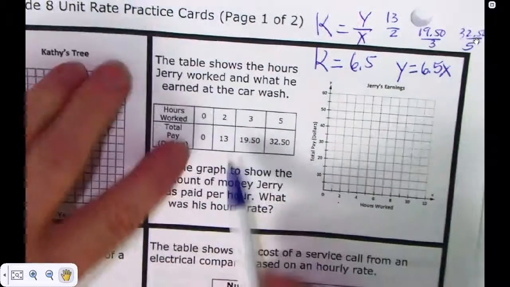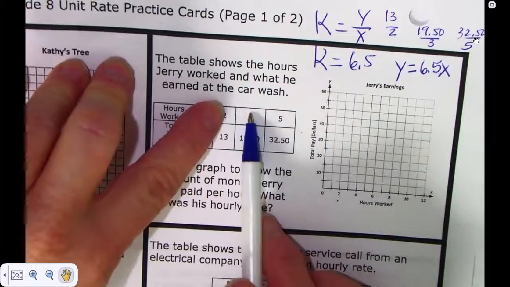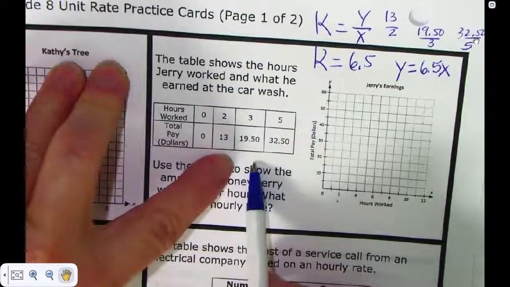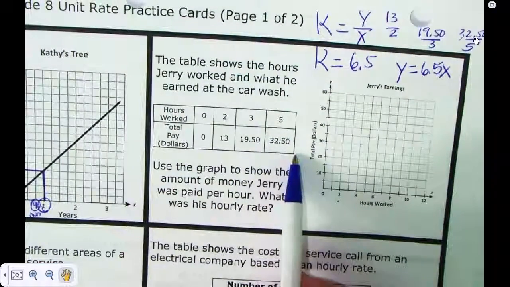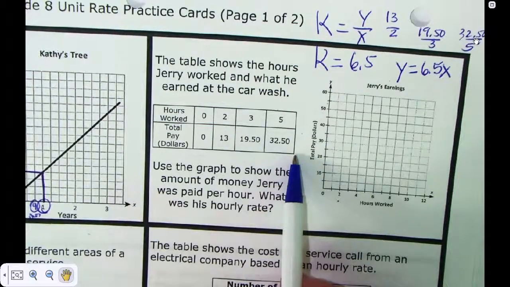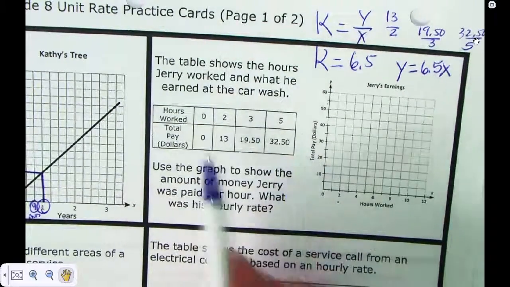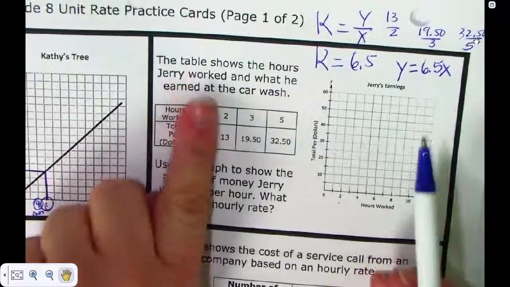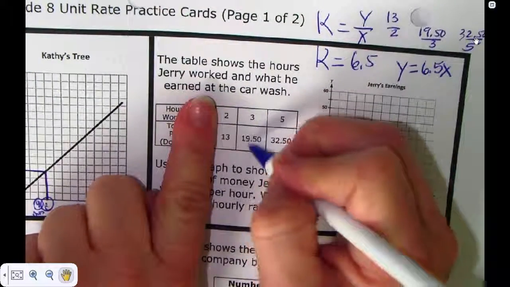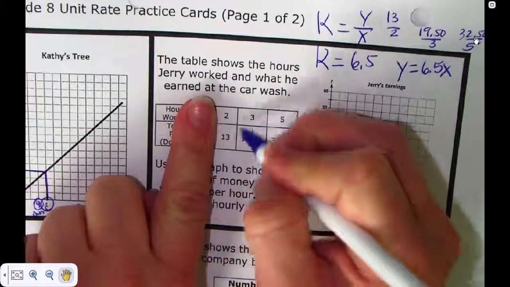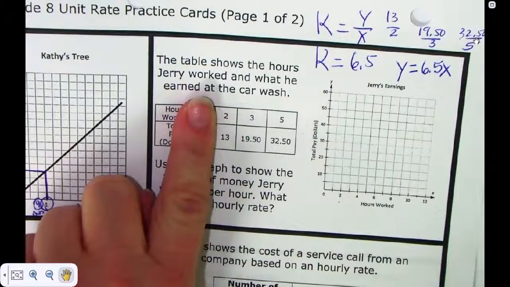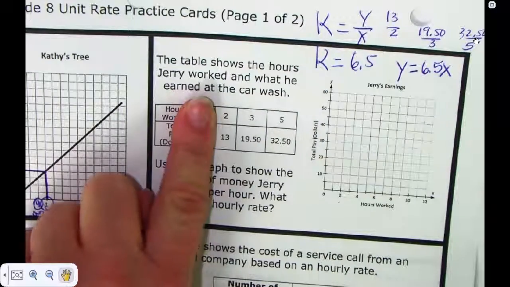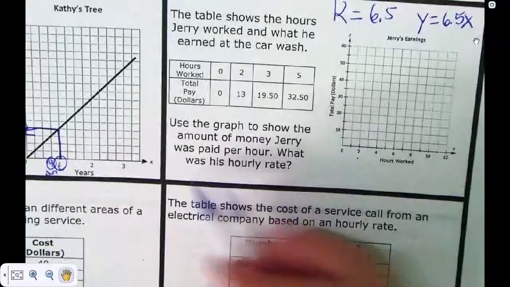Logan, you know what? We could have gotten the change in Y over change in X to see if the rate of change was the same. You're right. That tells if it's linear. Okay? We already knew it went through 0, 0. If you didn't have that, then to find out if it was linear, you would just do the change in Y over change in X. So good. Okay? Now, so what was his hourly rate?